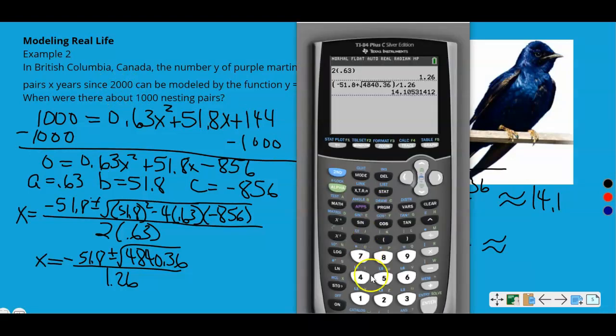Let's go ahead and do the second equation here. So we've got negative 51.8, and this time it's going to be minus the square root of 4840.36. Again, come out from under the radical, close that off, and divide by 1.26. Hit enter. And that's going to be negative 96, about.